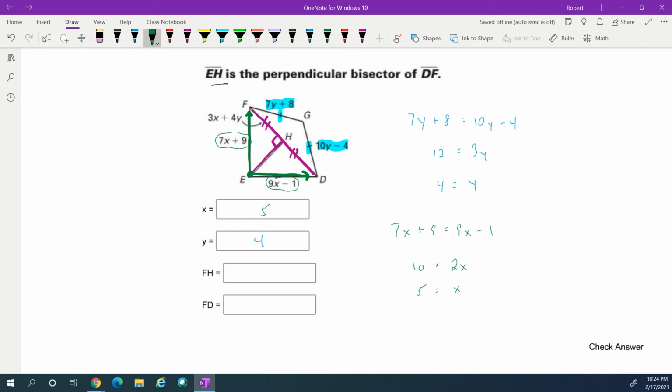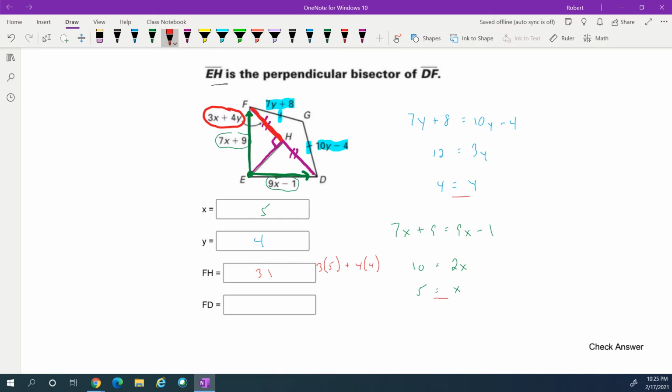Now for segment FH, we're told it's 3x plus 4y. We already know x and y. So 3 times 5 plus 4 times 4. We're just using the x and y values. And we get 31.